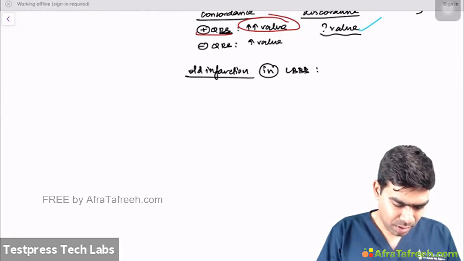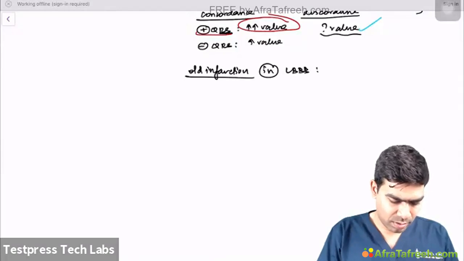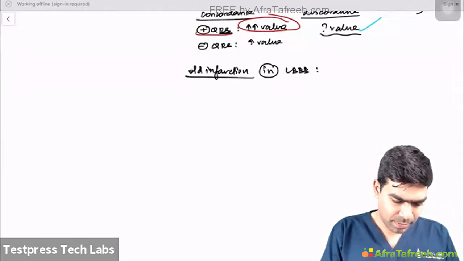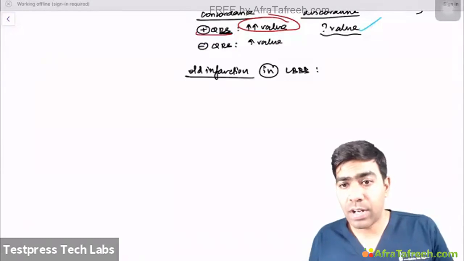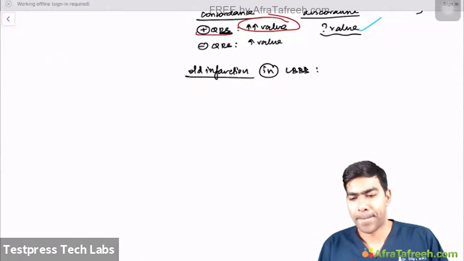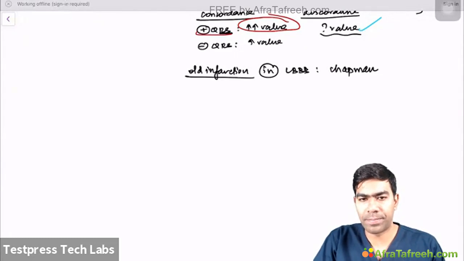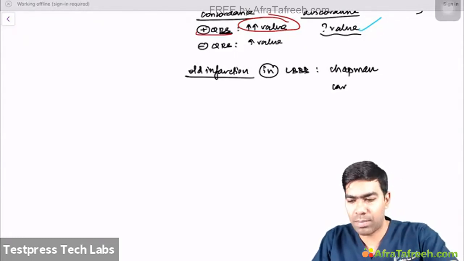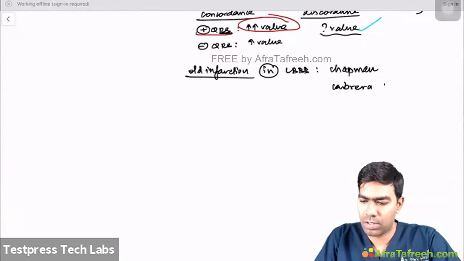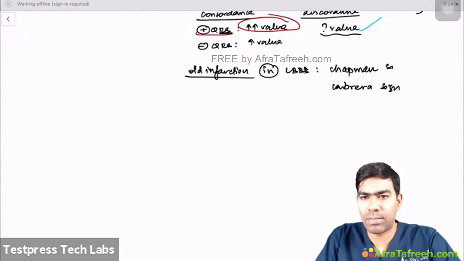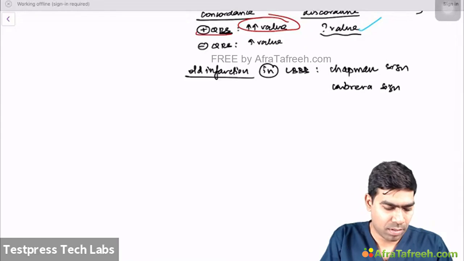Yes, I have it. There are two signs. Can anyone tell what the two signs are? Old infarction. One is called the Chapman sign, and the second one is called the Cabrera sign. Cabrera sign and Chapman sign. Yes. So what is this basically? I'll add drop.